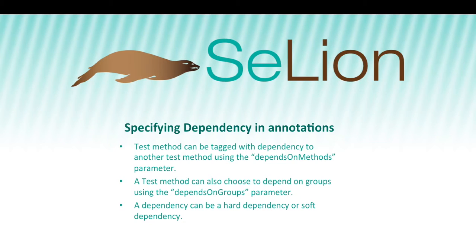Whenever a test method depends on another one, it can be specified using dependsOnMethods. Whenever a test method depends on a group, it can be specified using dependsOnGroups. A dependency specified in an annotation can be a hard dependency or a soft dependency. So let's look at an example of specifying dependency in annotation.